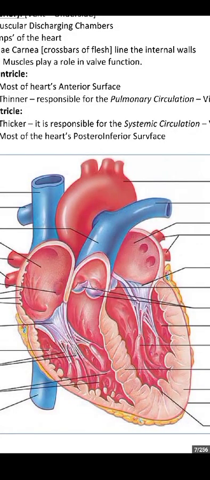Okay, welcome to my next video. In this, we're going to talk about the chambers of the heart. As you can see from the title, these are the chambers of the heart. So we can see the heart has 4 chambers.